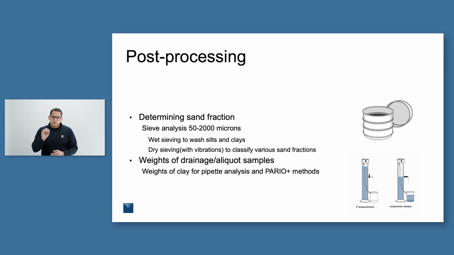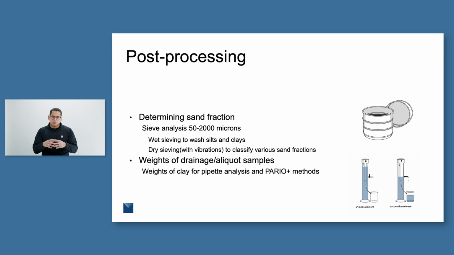The other key post-processing step, and this more so applies to the pipette method and then the Pario Plus method, is the weight of the drainage or the aliquot samples that you would pull. For the pipette method, it's those small little aliquots that you're pulling at each interval. And with the Pario Plus method, it's the suspension that you release at the end of the measurement to try and get our clay fraction. So all of these, we're trying to get more accurate analysis of our clay particles.